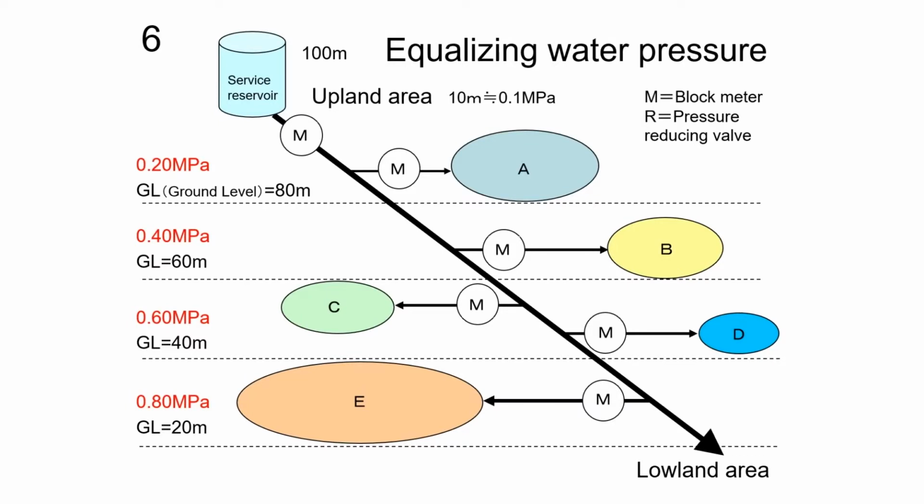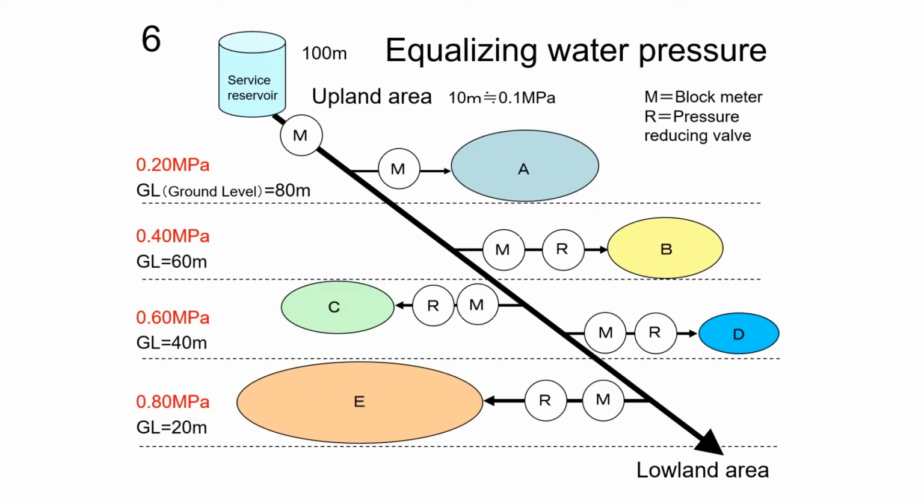Now, each block has equal water pressure within itself, but the pressure differs greatly among those blocks depending on altitude, from 0.2 megapascal to 0.8 megapascal. Excessive pressure can cause leaks. Therefore, installing pressure-reducing valves at block inlet is necessary so that water is supplied at appropriate pressure.